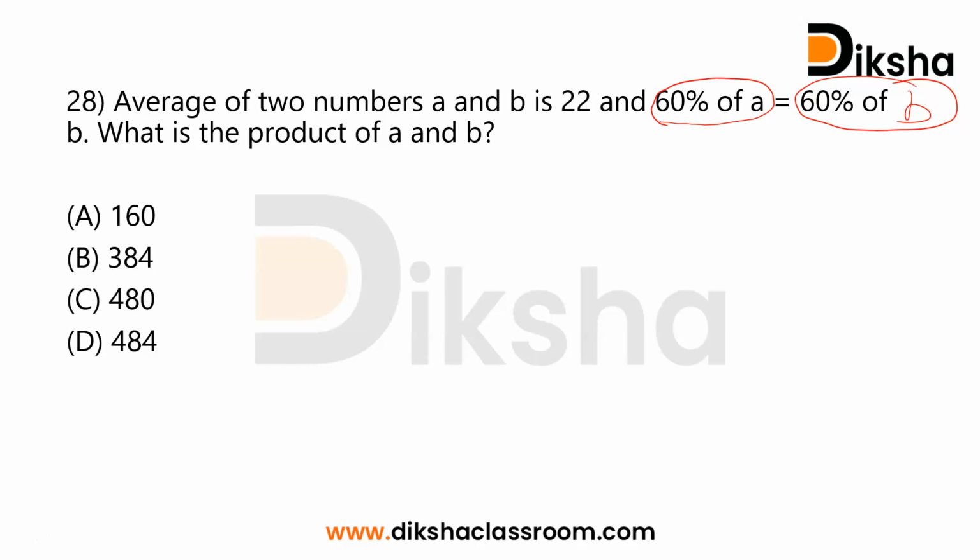So if 60% of A equals 60% of B, then A will definitely be equal to B. So the first thing we have got is A equals B. And the second condition given is that the average of two numbers is 22. That means (A plus B) by 2 is equal to 22.